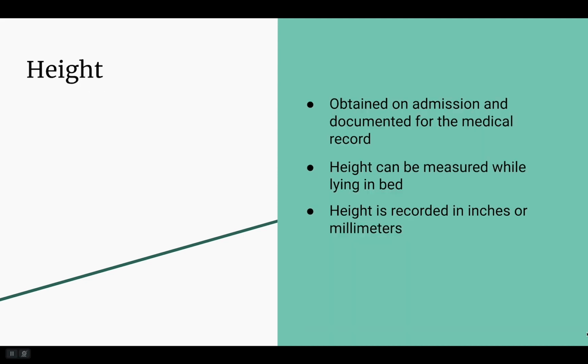Resident height is typically obtained on admission and documented in the medical record. Because height rarely changes, measurement is rarely repeated. If a resident is non-ambulatory or unable to stand, their height can be measured with a tape measure while they are lying in bed. Height is recorded in inches or millimeters based on agency policy.